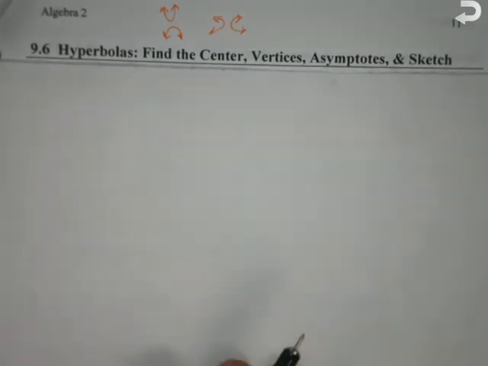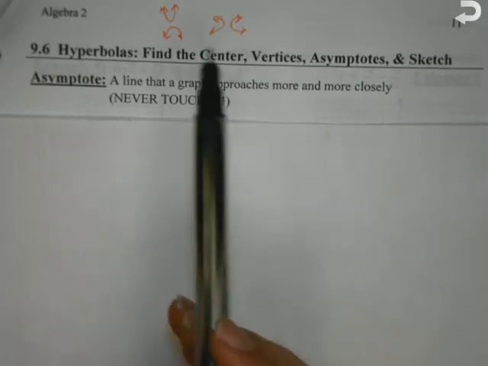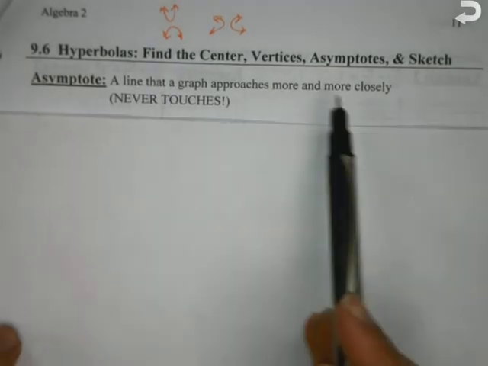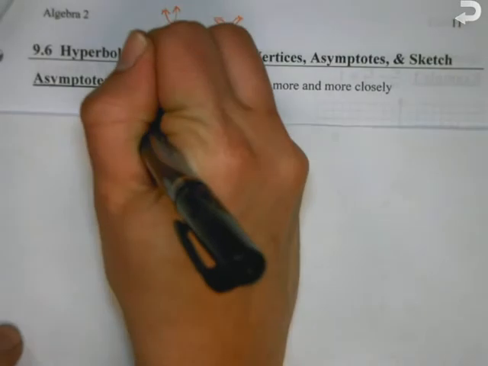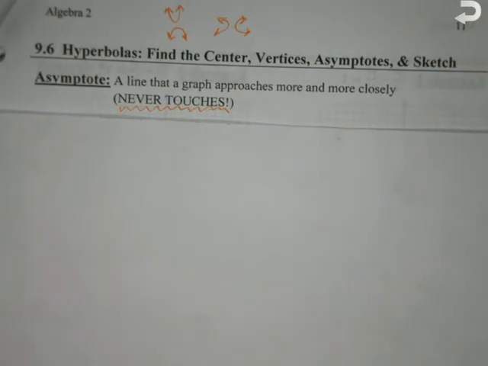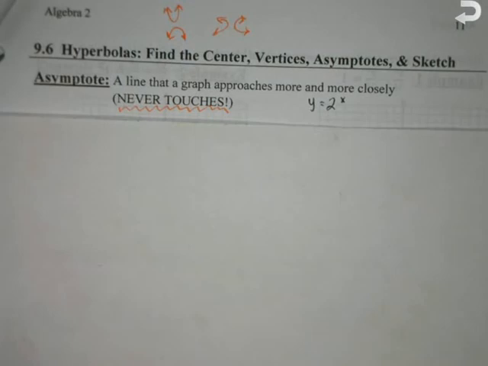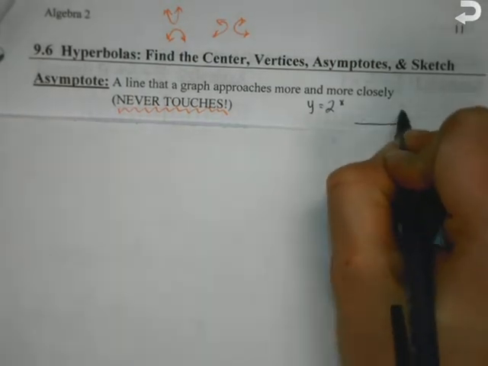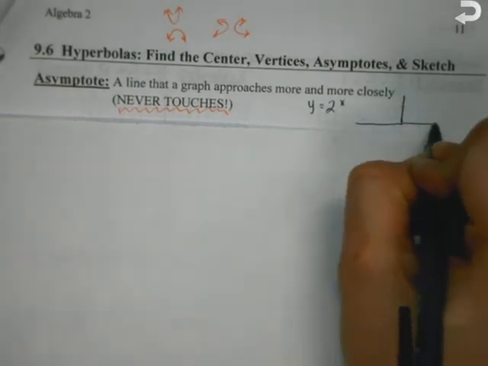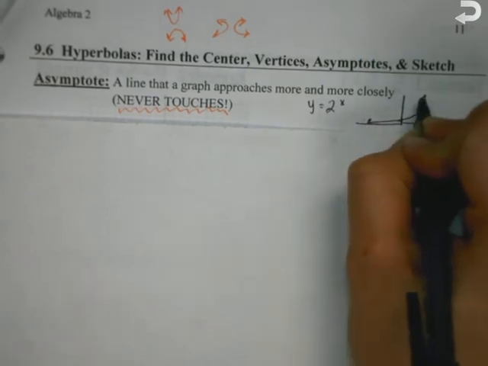So first let's define what an asymptote is. An asymptote is a line that a graph approaches more and more closely, but never touches. Okay, so remember back when we were graphing exponential functions. So if I had something like y equals 2 to the x, and when we graphed it, it got really close to the y-axis, but never touched it, or the x-axis. You guys remember that? Yeah.